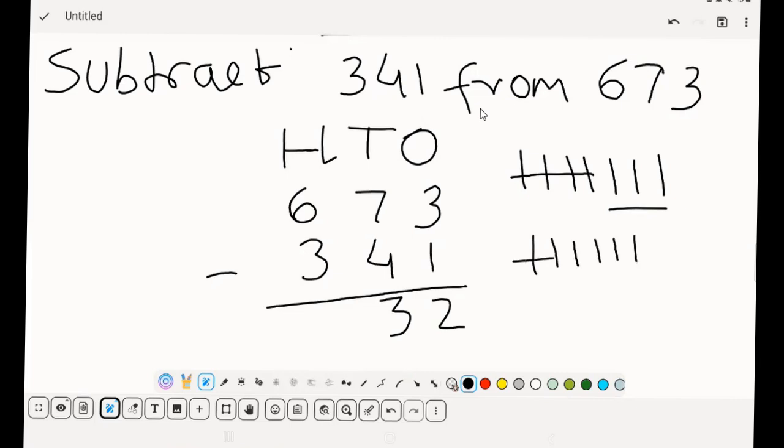Now cut the 3 lines out of 6. Then you will get 1, 2, 3 lines. Then the answer will be 332. I hope there is a clear understanding of subtraction without borrowing.